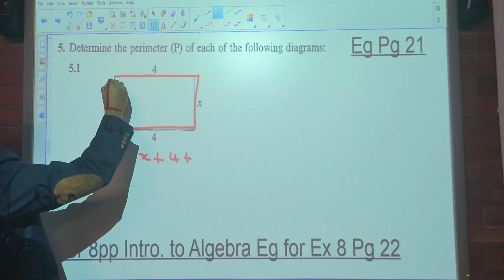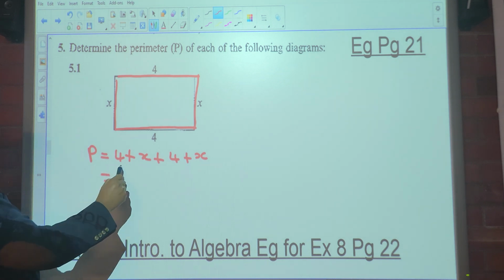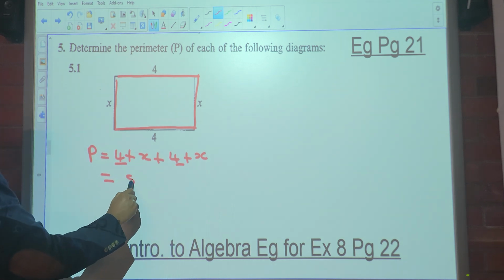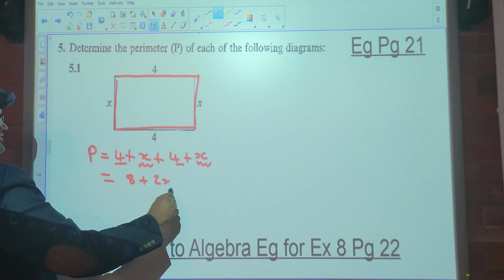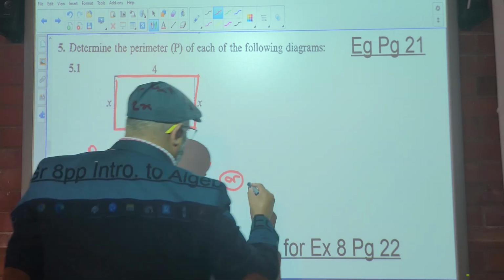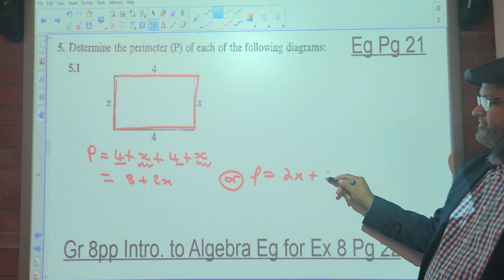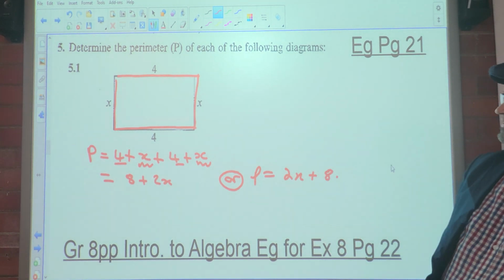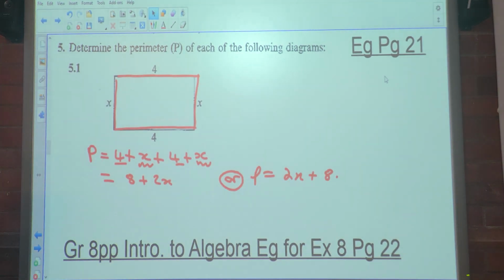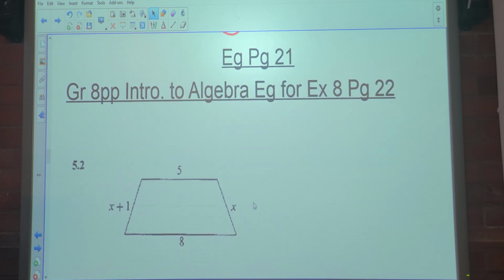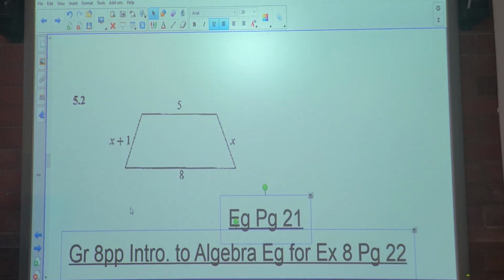So we're going to add like terms now, not so? What's 4 plus 4? 8. And x plus x is? 2x. Or I could have written this as, perimeter is going to be 2x plus 8. Do you guys understand? Yes, sir. Any confusion? Right, keep it that way. In future, please don't copy again.